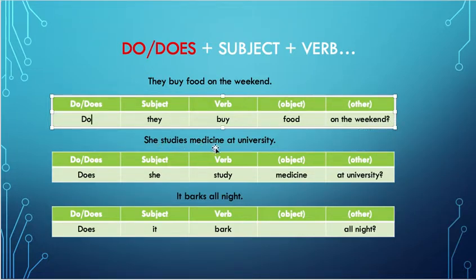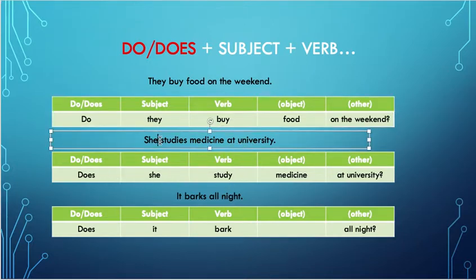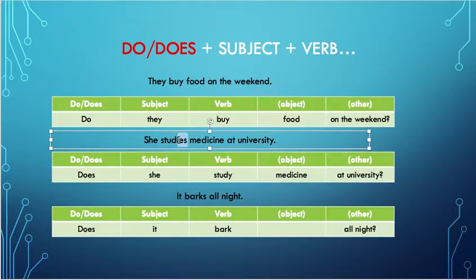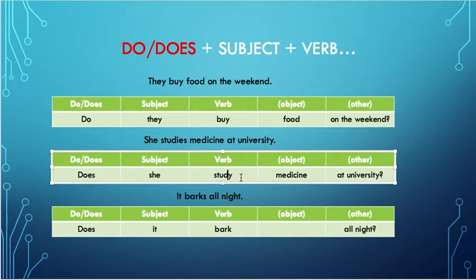She studies medicine at university. Okay, so the subject is she. For she, we use does. Okay, so does she then study? You can see here that in the sentence we say she studies, IES, but for a question, no IES. Does she study medicine at university?